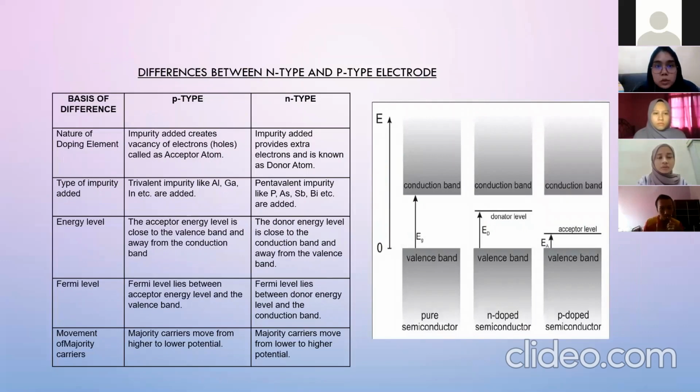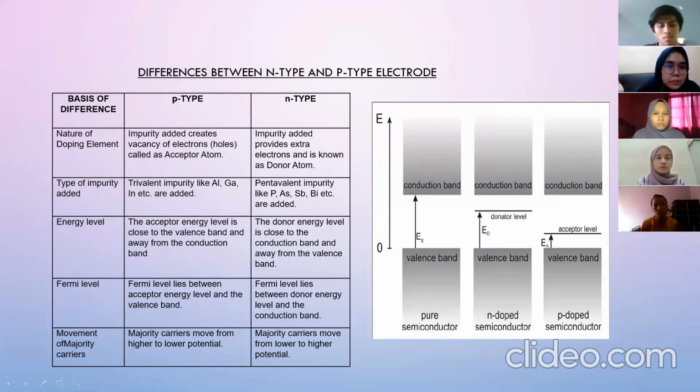This is the difference between the n-type and p-type electrodes. As you can see, this is the diagram of the band gap for the normal p-type and also the n-type semiconductor. It will show the different Fermi level. The difference is due to the nature of the doping element.